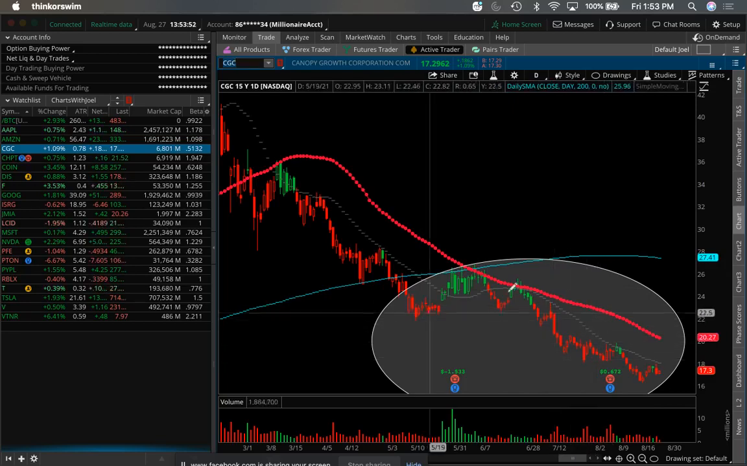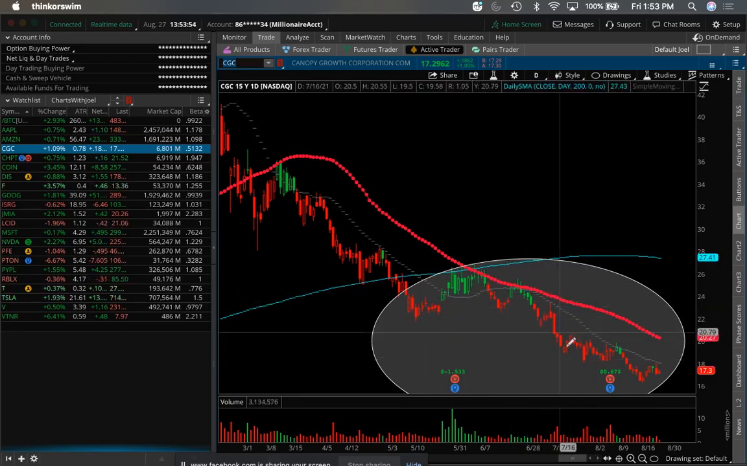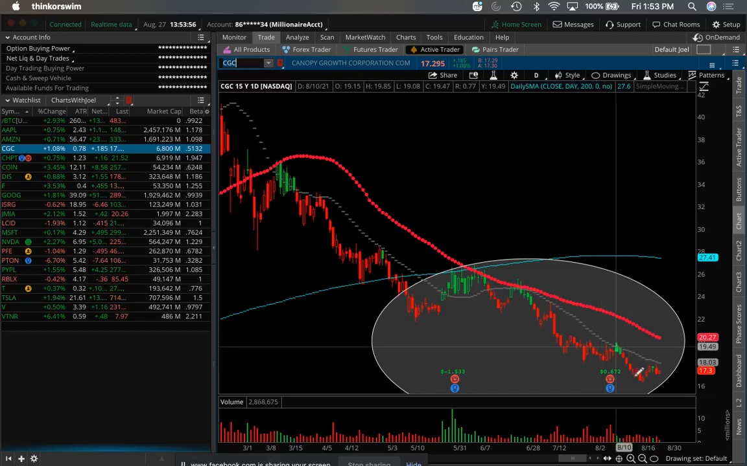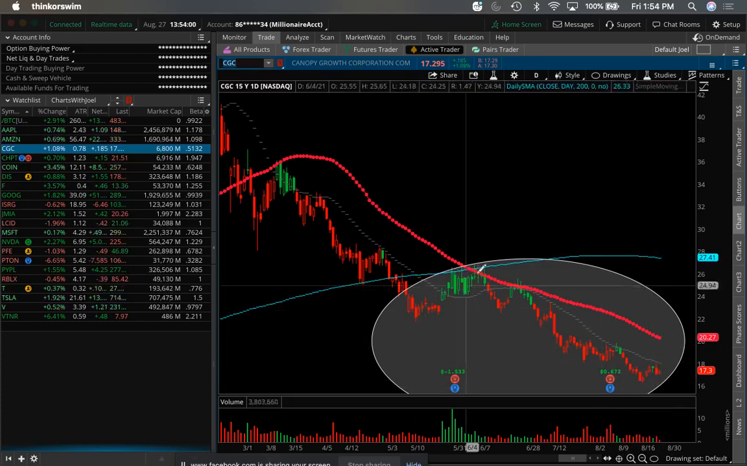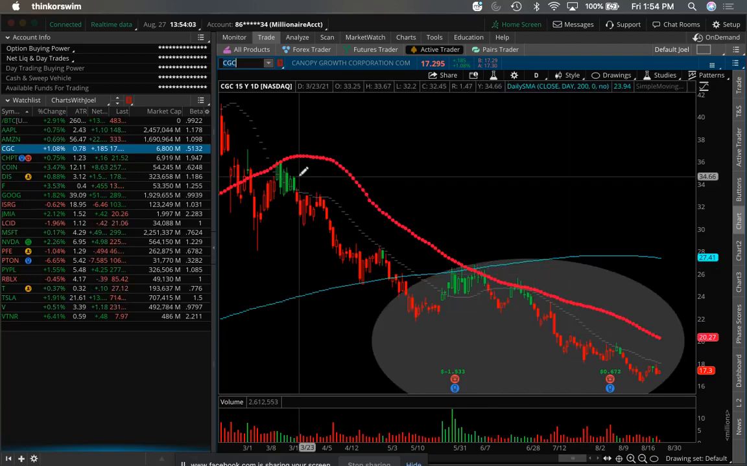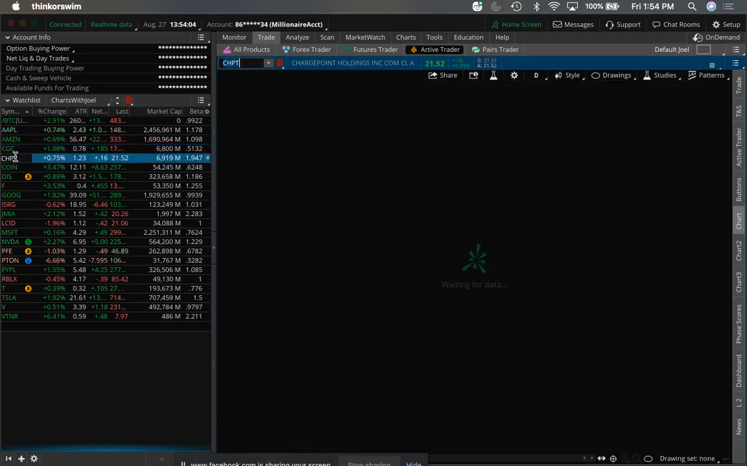20-day, if you were shorting it, you short it every time it hits the 20-day. Hits the 20-day, short it. Hits the 20-day, short it. And look, 50-day, short, 50-day, short. So it looks kind of bearish at this point. Let's look at ChargePoint.